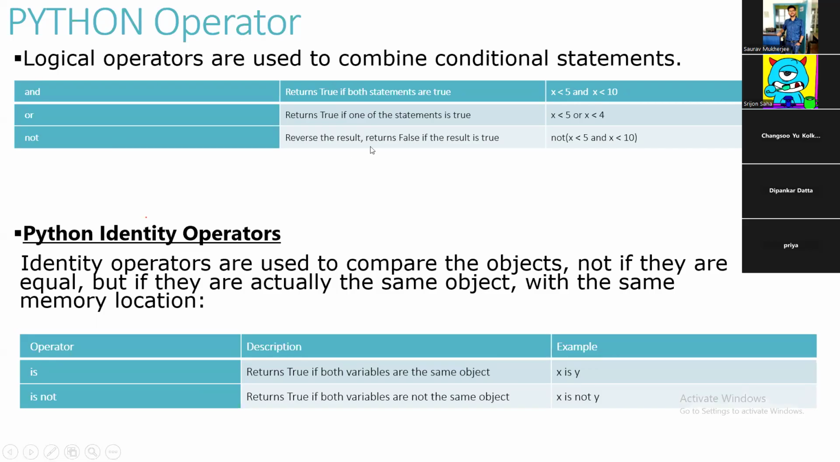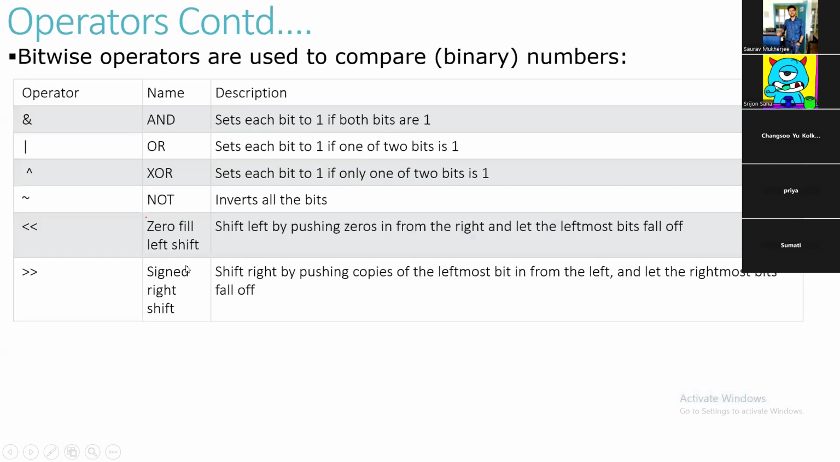And 'not' reverses the result, returns false. That is x less than 5 and x less than 10. So that is 'not', that reverses the result. Another operator is the Python identity operator. So in this way, we can apply the bitwise operator. I'll give my notes. I'm not reading.